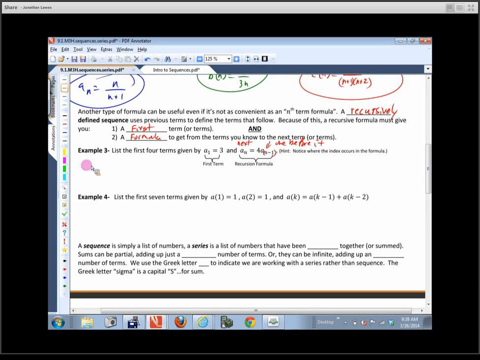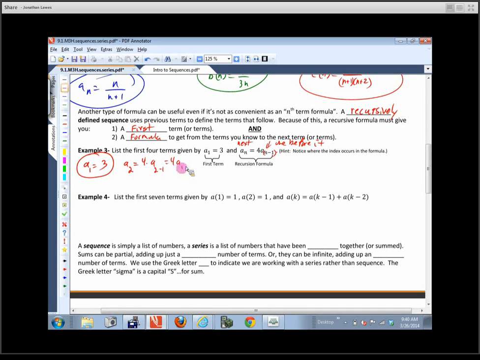So I like doing these this way. I like saying a sub 1 is 3, and then I'll put a circle around that. I've got that one figured out. The next one in the list would be a sub 2. It would be the second one. I'm trying to find the second term. So in this little formula that allows me to go from one term to the next term, I'm going to put a 2 right here. And remember, when I plug the index in here, I've got to plug it into the formula also. So that's going to be 4 times a sub 2 minus 1. Well, what's 2 minus 1? 1. So this is 4 times a sub 1.